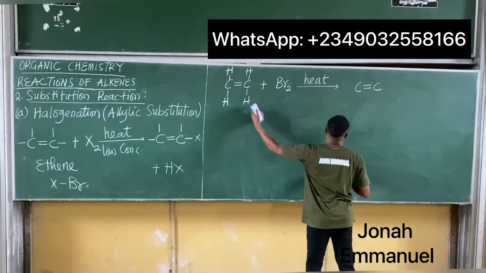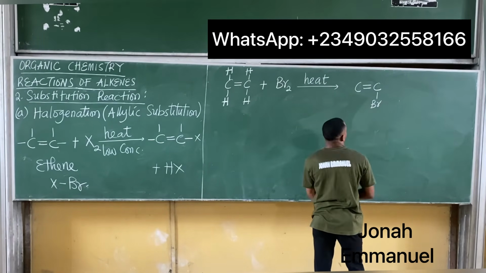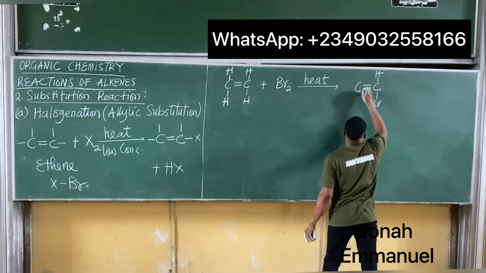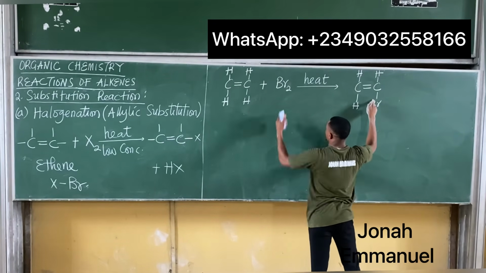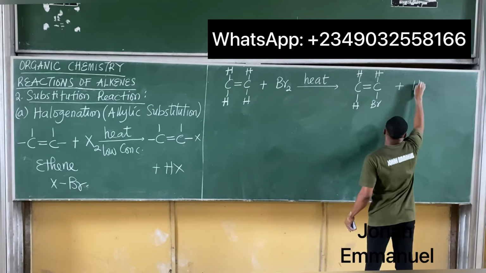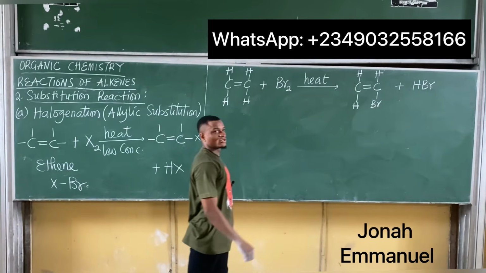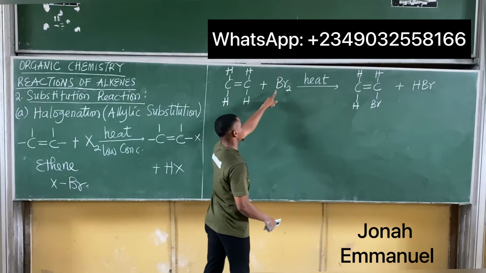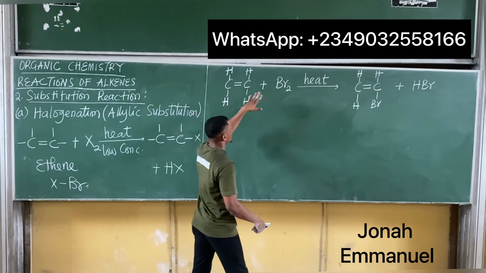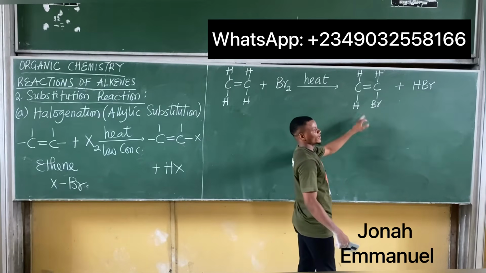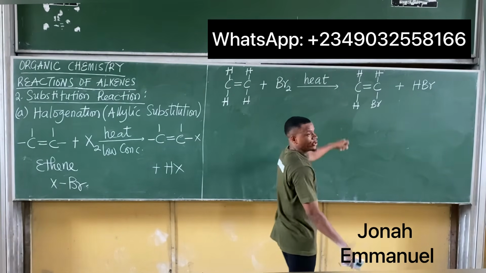Observe that one of these hydrogens will now be displaced by Br. I now have H. One of the H will pick up one Br, plus HBr. This is what happens, please. It's just displacement of this. I have this, 18 bromine. What do you call this, please? What do you call this?